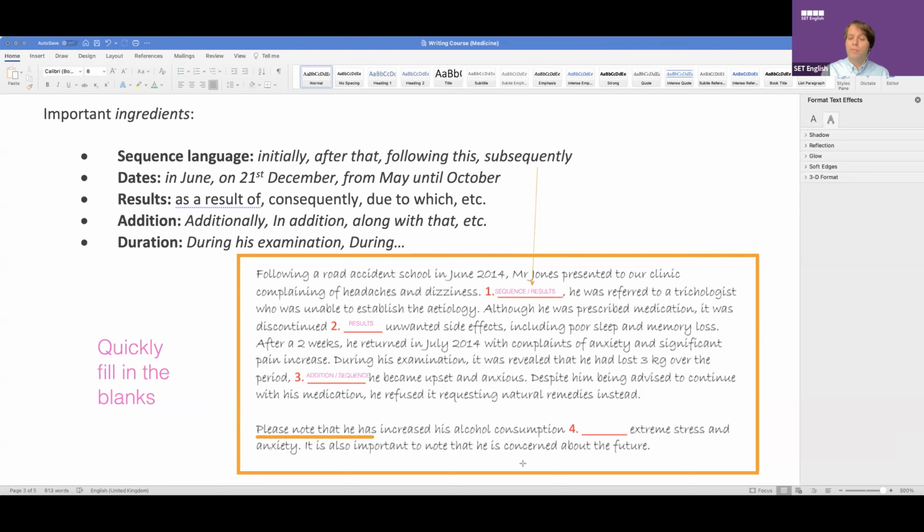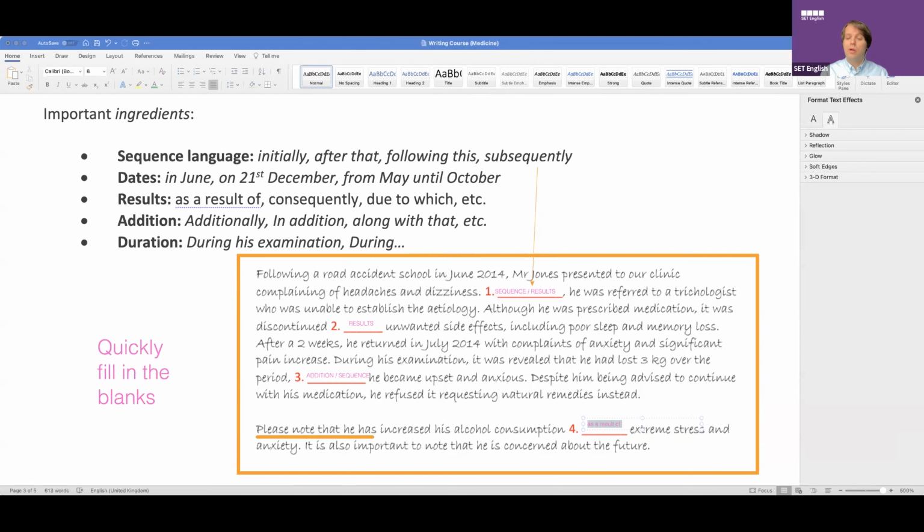What's number 4? Following. Following extreme stress. What else? Can I use addition here? I don't think so. It's following, or we could say after. Can we use results language here? Due to. As a result of extreme stress.